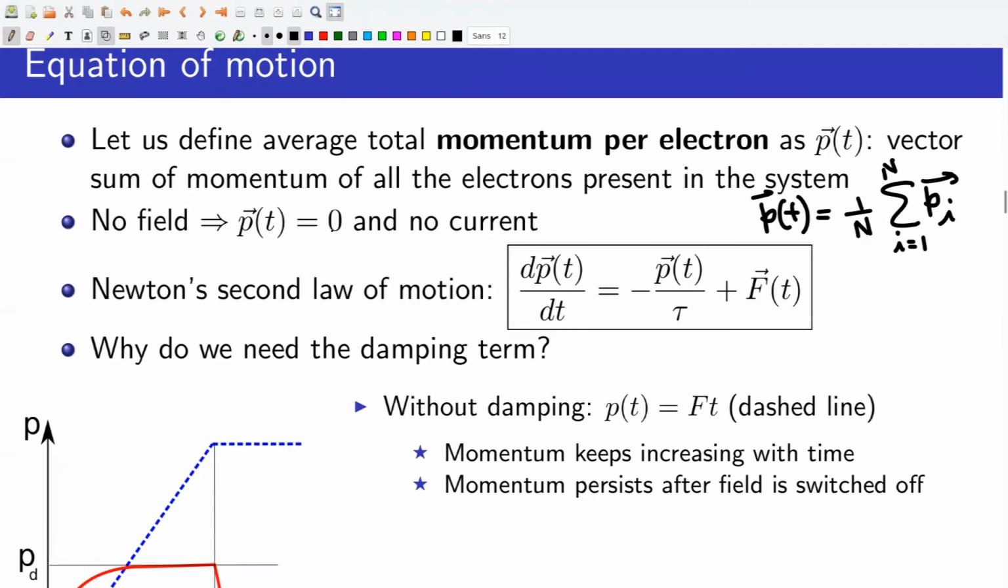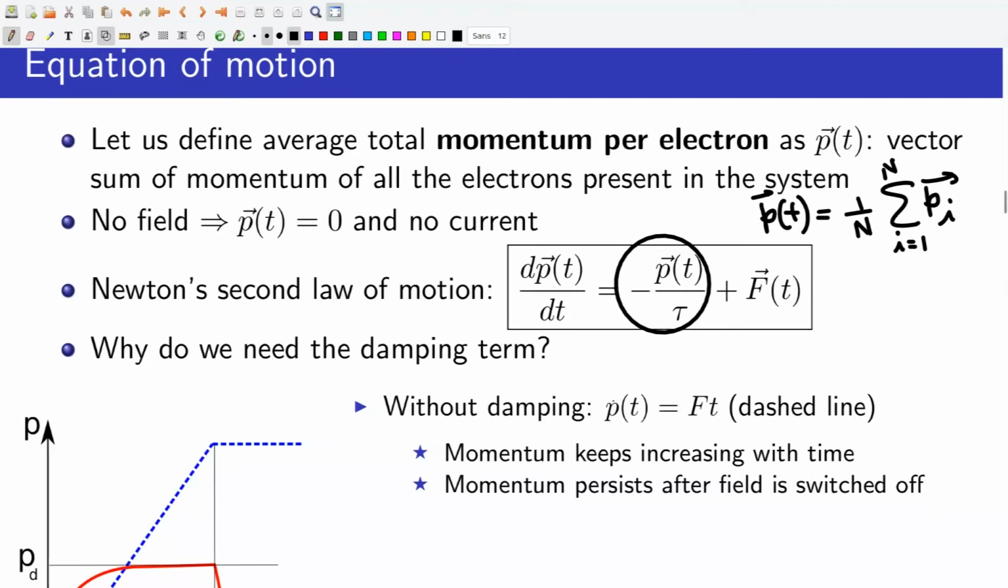Now, in the presence of the applied field, we can write Newton's second law of motion as dp/dt, the rate of change of momentum, is equal to force, and then there is some additional term. This is like the damping term. Now let us try to understand why we need the damping term. Note that the damping term arises from the electron-ion collision.